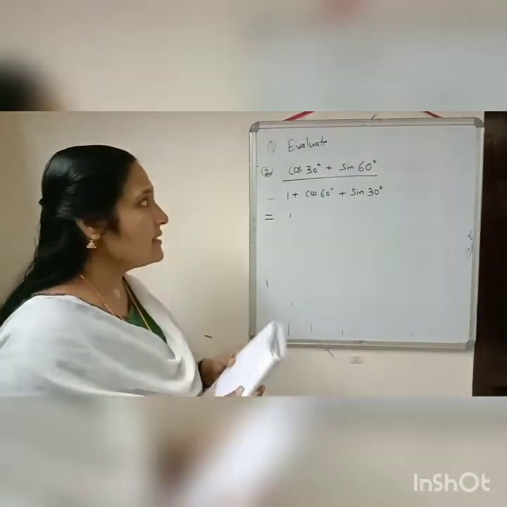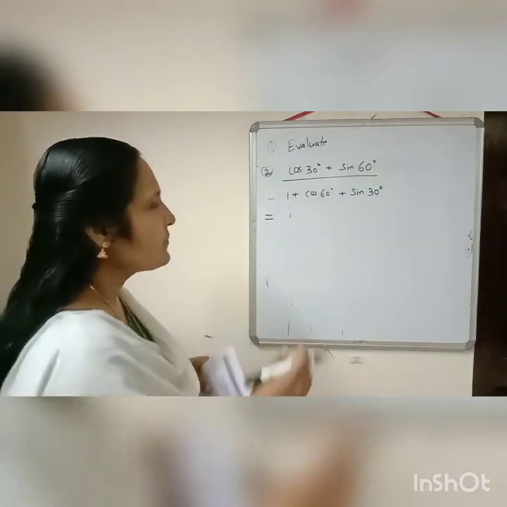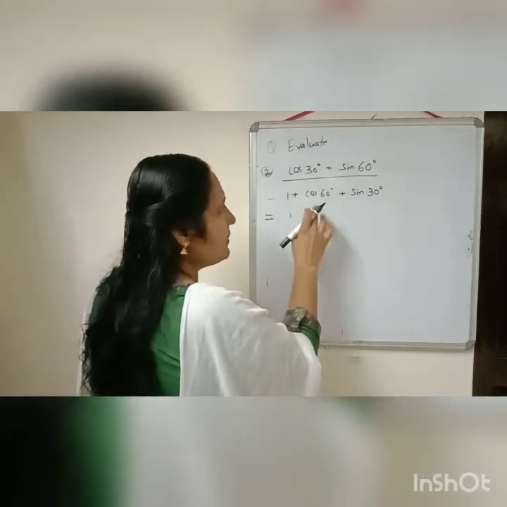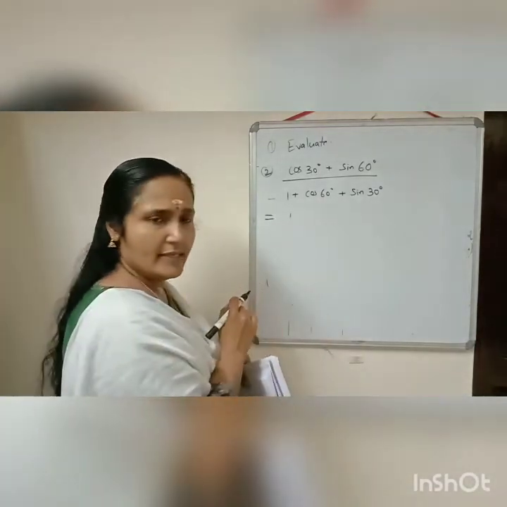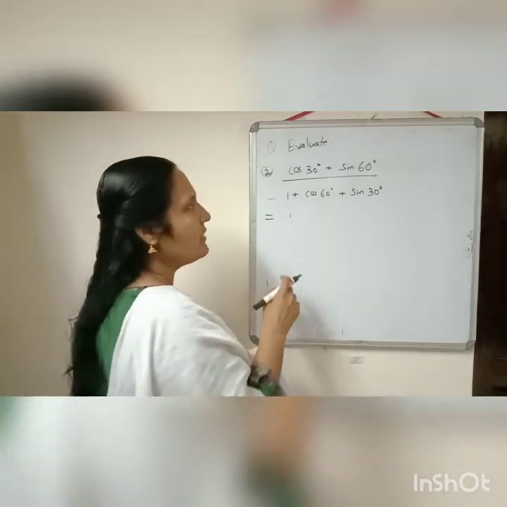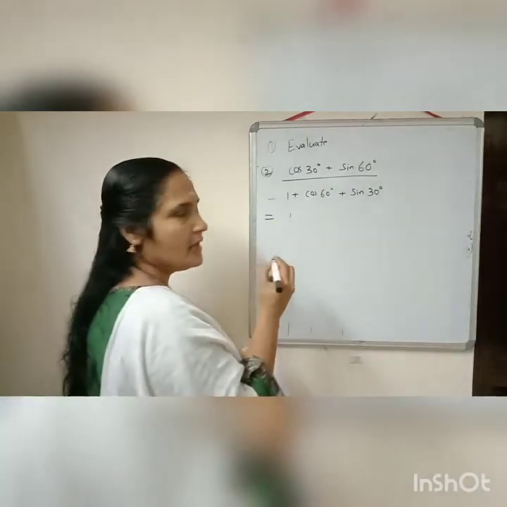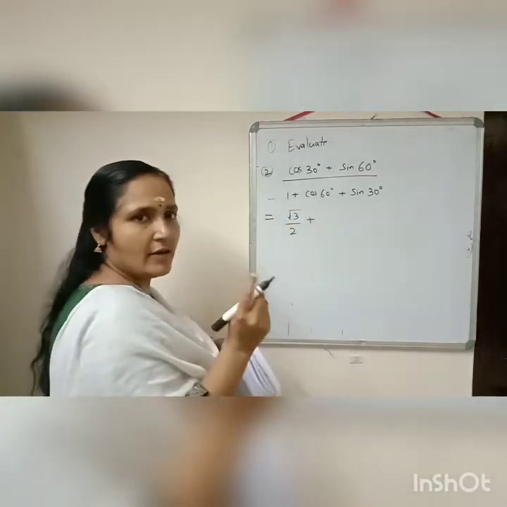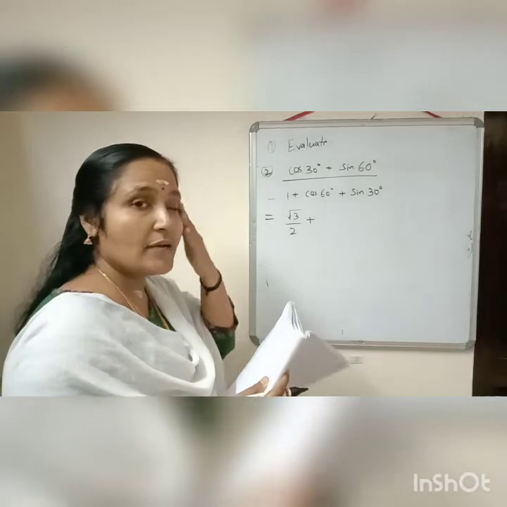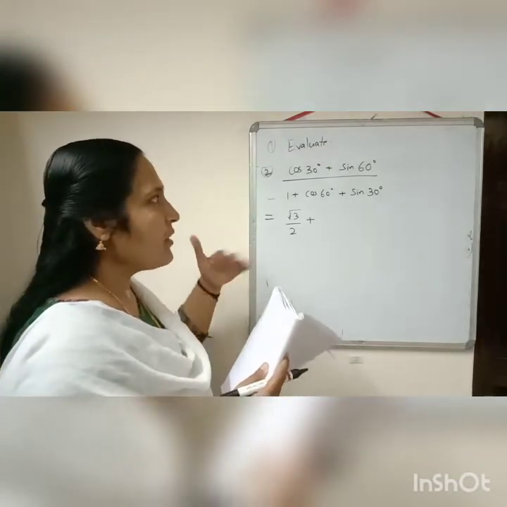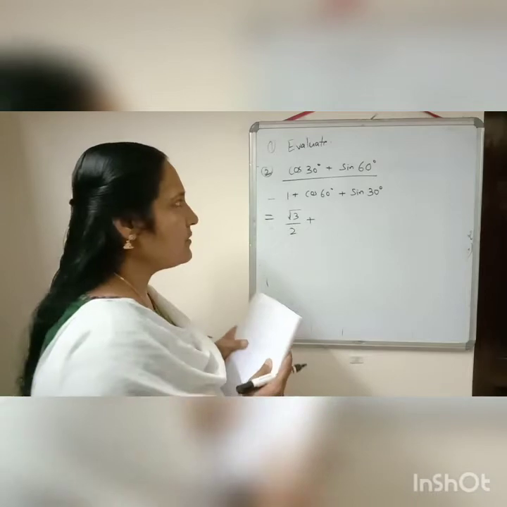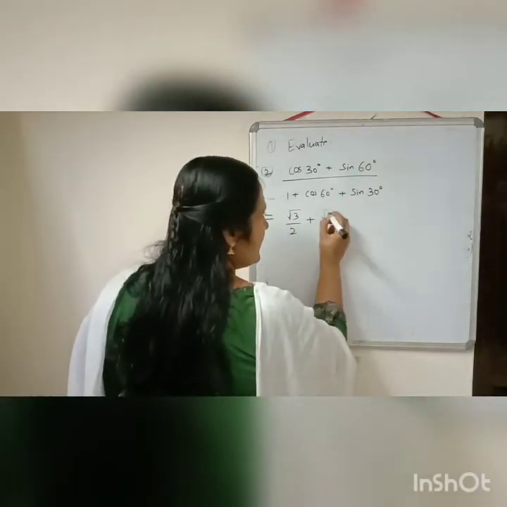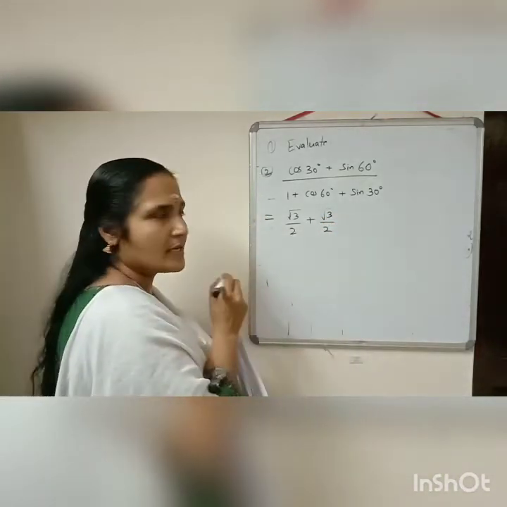So all of you, for the second question, write down cos 30 degree plus sine 60 degree, whole divided by 1 plus cos 60 degree plus sine 30 degree. Now we can substitute the values. What is the value of cos 30 degree? Yes, correct, that is root 3 by 2. My suggestion is before doing the questions, try to learn the values. Then automatically you will learn all the values. Cos 30 degree is root 3 by 2. What is sine 60 degree? Yes, that is also equal to root 3 by 2.